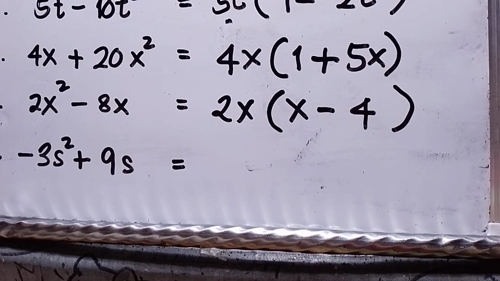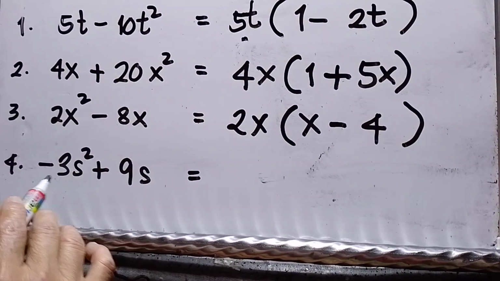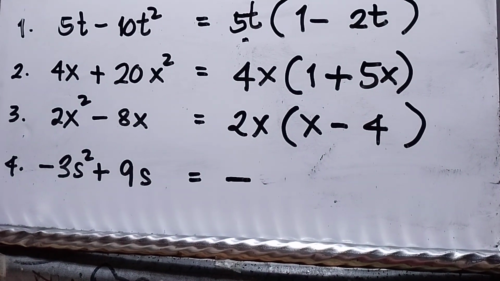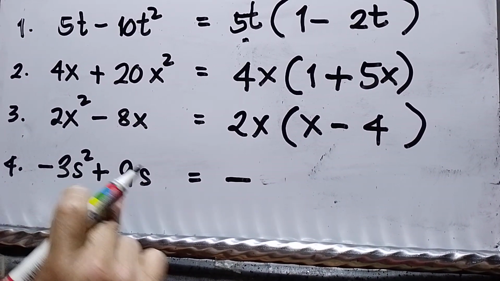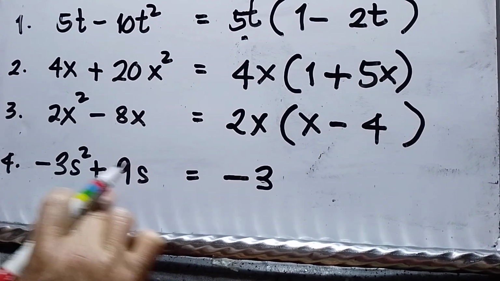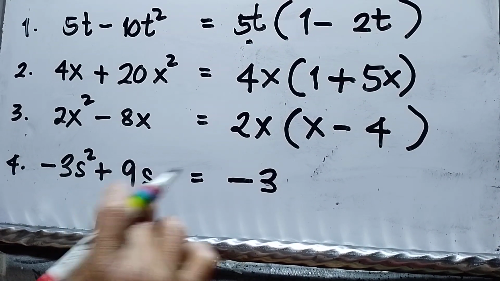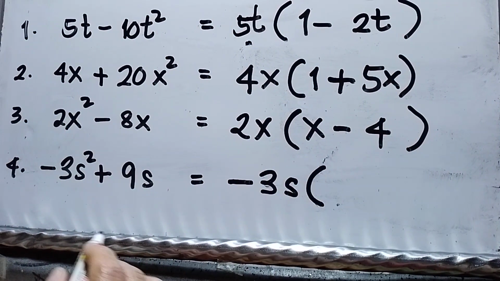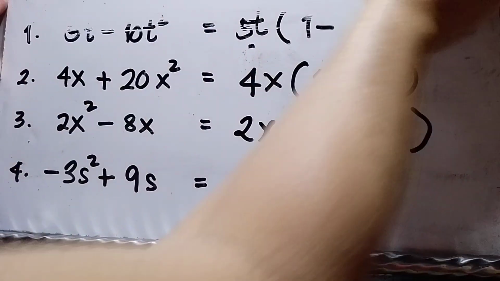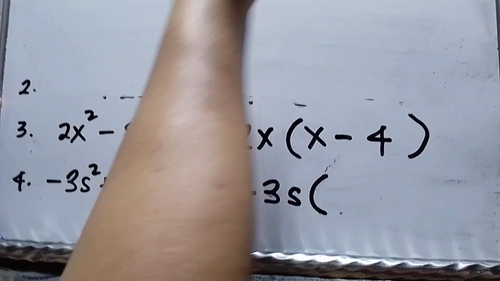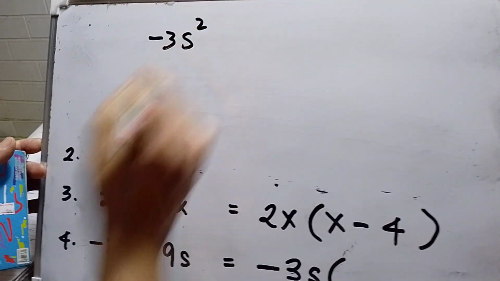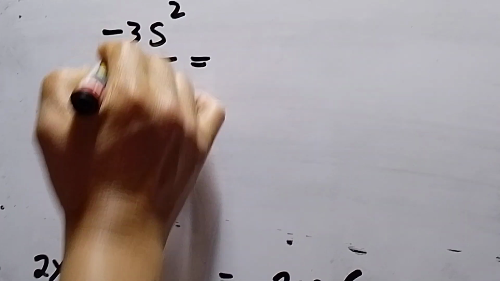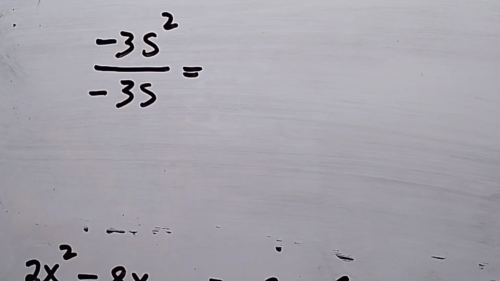Now let's proceed to number 4. I have here a negative, so I will start with a negative sign. So the GCF between 3 and 9 will be 3. How about s squared and s? What I said, just take the variable with the lower exponent. So the first term is negative 3s squared. Then this will serve as our divisor, negative 3s. So negative divided by negative will be positive. 3 divided by 3, that is 1.